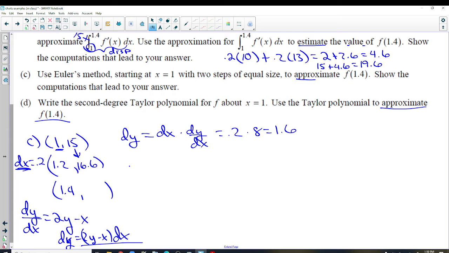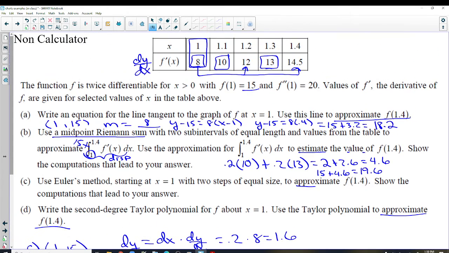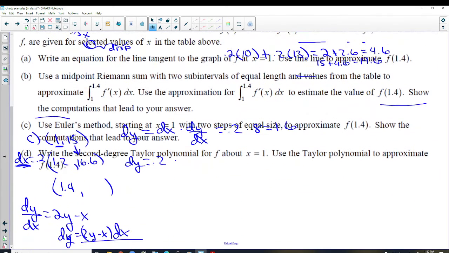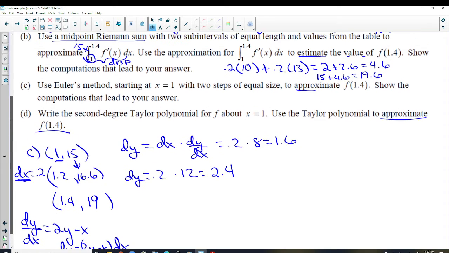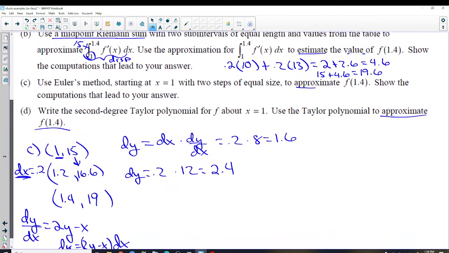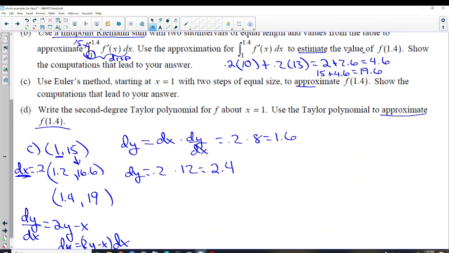Well, then we do the same thing again. Now the dy is 0.2 times the derivative at 1.2. So the derivative at 1.2 is 12. Times 12, so 2.4. So now our estimate is 19. So our first estimate was 18.2. Now we got 19.6 in B. Now we just have 19 with this method.